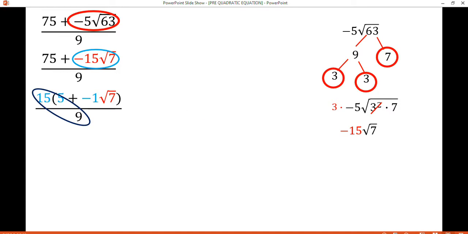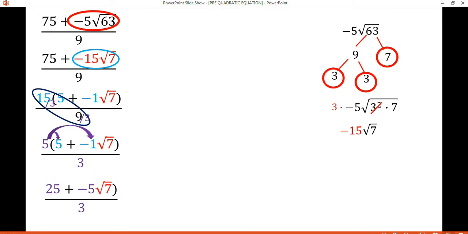Then I'm going to reduce 15 over 9. I can divide both of those by 3. Distribute. 25 plus negative 5 square root 7 over 3. Final answer.